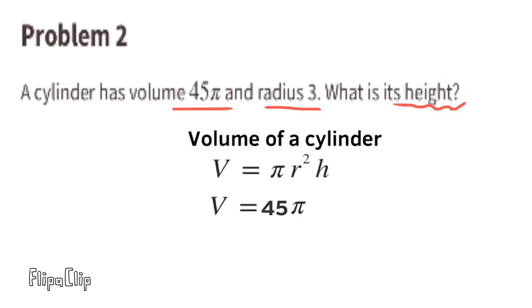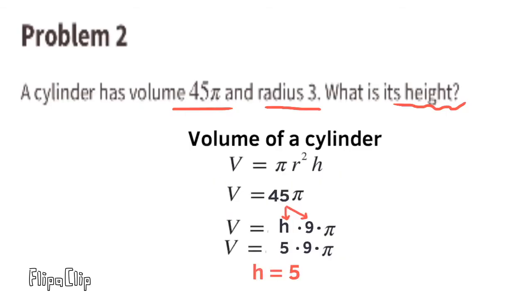It says that the volume is 45 times pi. The radius squared times the height equals 45. The radius is 3, so 3 squared, or 3 times 3, is 9. What number times 9 equals 45? 5 times 9 equals 45. That means that the height of this cylinder is 5 units.